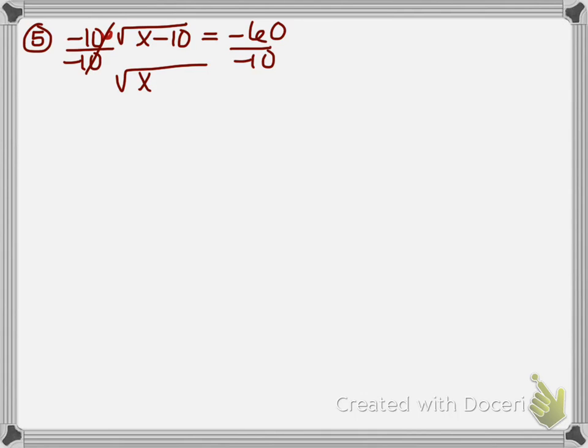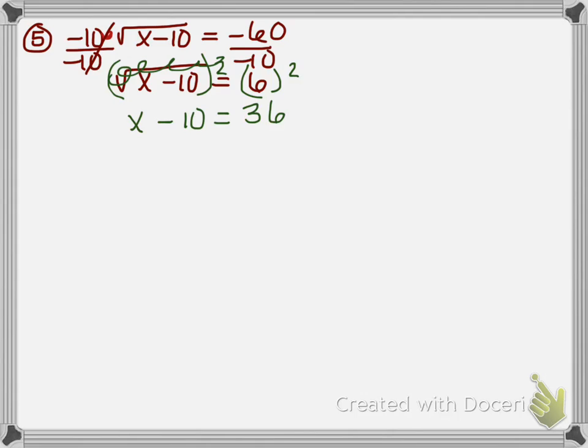So we have the square root of x minus 10 equals 6. In order to get rid of the square root, I have to square both sides. So then that gives us x minus 10 equals 36. And then we have to get rid of the negative 10, so we must add 10 to both sides. And we find out that x is 46.